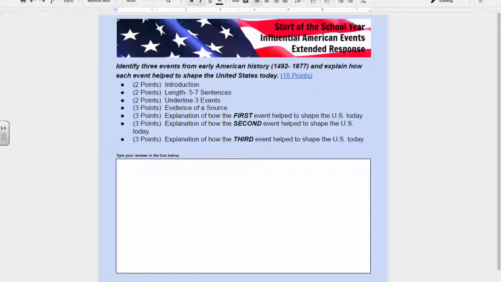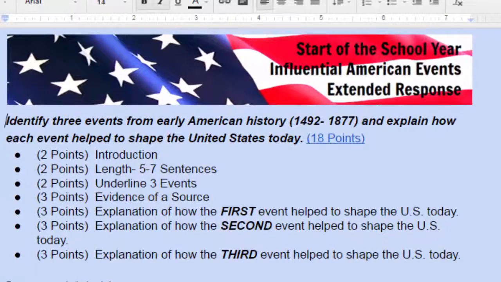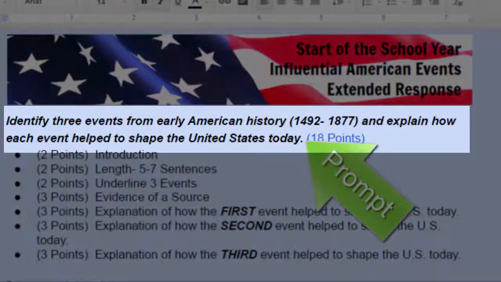This is what a typical extended response will look like for this course. There will always be a header. This will include the unit, topic, and assignment. Below the header, you will find the prompt. This is what your extended response will answer.